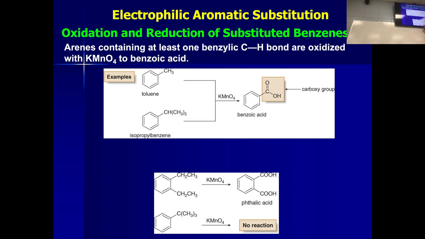Notice this molecule, however, no reaction occurs. And why is that? Why does tert-butylbenzene not undergo oxidation? What's different about that benzylic carbon compared to the one on top? There are no what? What ain't there on this benzylic carbon compared to this benzylic carbon? Hydrogens, right? This just shows you that you have to have at least one hydrogen on the benzylic carbon for it to undergo oxidation. This molecule does not have that, okay?